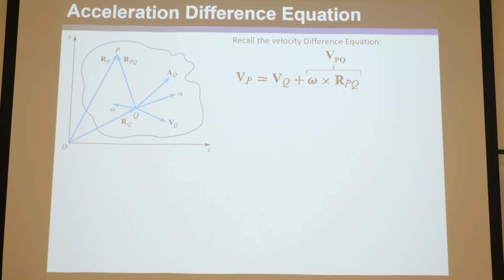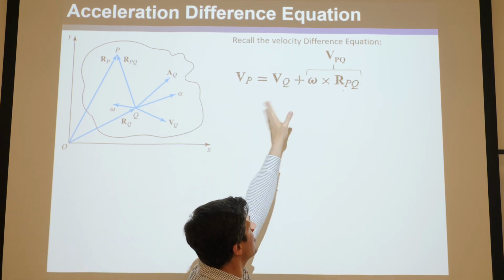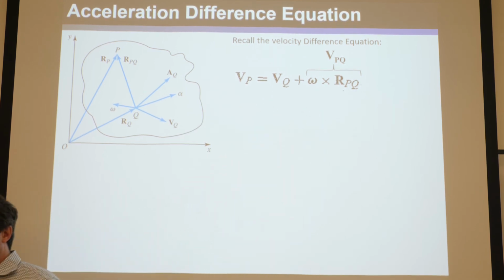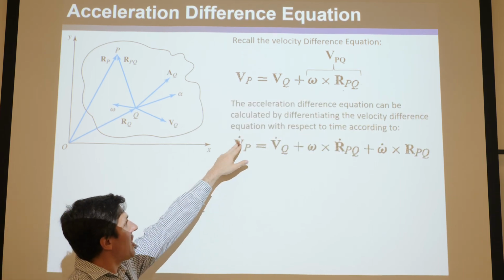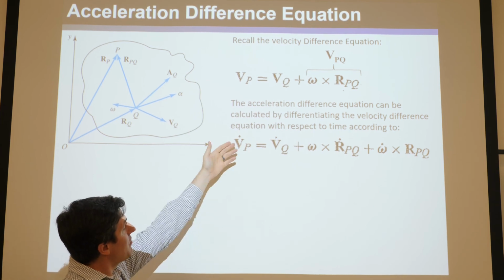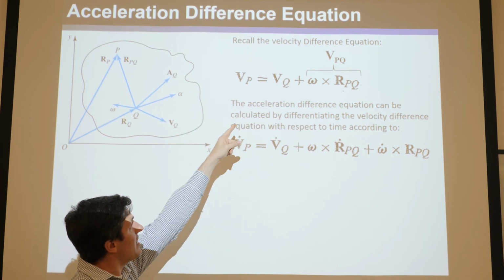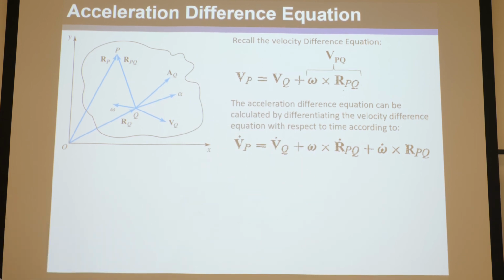Okay, well, to find the acceleration difference equation, or the acceleration difference vector, we can, so just to be clear, this is the velocity difference vector, but this is the velocity difference equation. So we take the derivative of the velocity difference equation to find the acceleration of point P. So we do VP dot, the derivative with respect to time, and if you take the derivative of VQ, you get VQ dot, the derivative of VQ with respect to time. That makes sense.